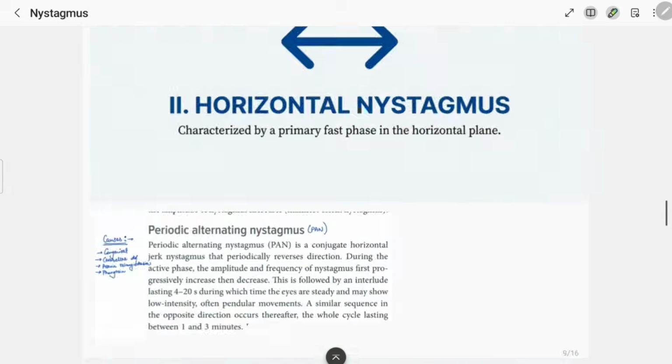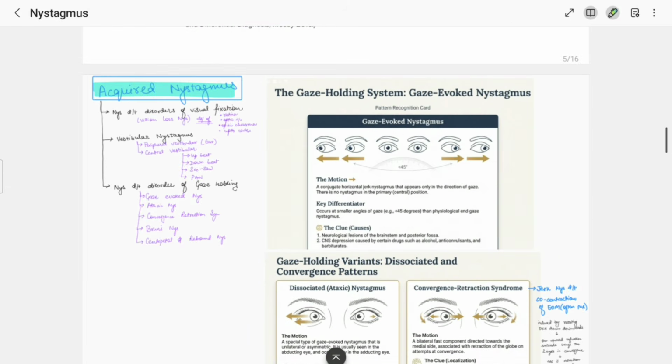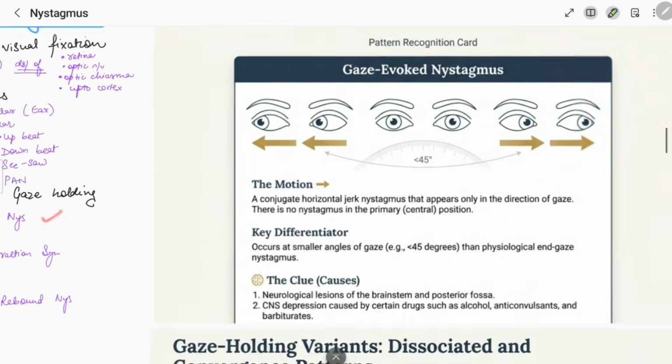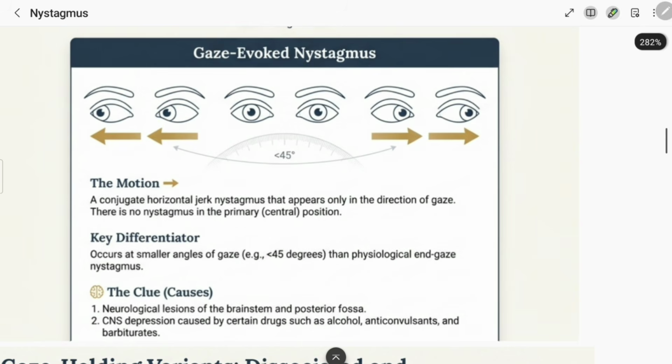Now, coming to gaze-evoked nystagmus. These nystagmus occur in five categories due to disorders of gaze holding. The first one is gaze-evoked nystagmus. I told you about physiological end point nystagmus. Gaze-evoked nystagmus is similar but different because it occurs at smaller angles of gaze, like less than 45 degrees, and it is a conjugate horizontal jerk nystagmus, which appears only in the direction of gaze. No nystagmus in the primary or central position. Thus, we call it gaze-evoked nystagmus.